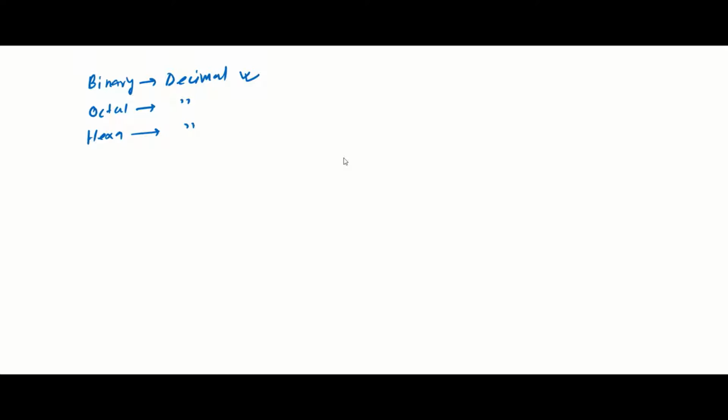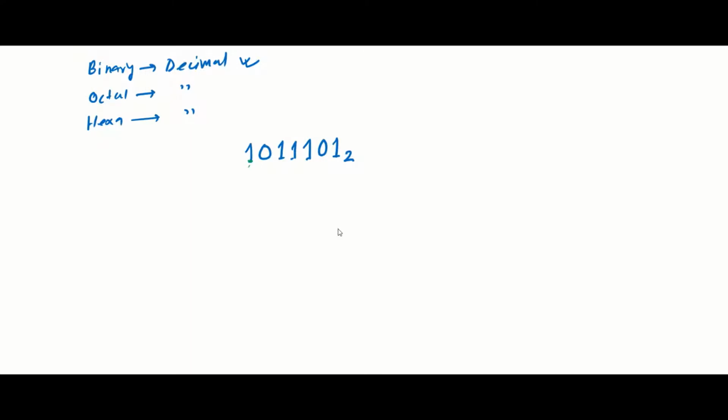Let's take a binary number over here: 1 0 1 1 1 0 1, and 2 is the base. What we know is that a binary number can be formed using these two digits only, ones and zeros. Now let's see what this is in decimal. How to do that? Before you start the calculation, just rewrite this number again and make some space between the digits.